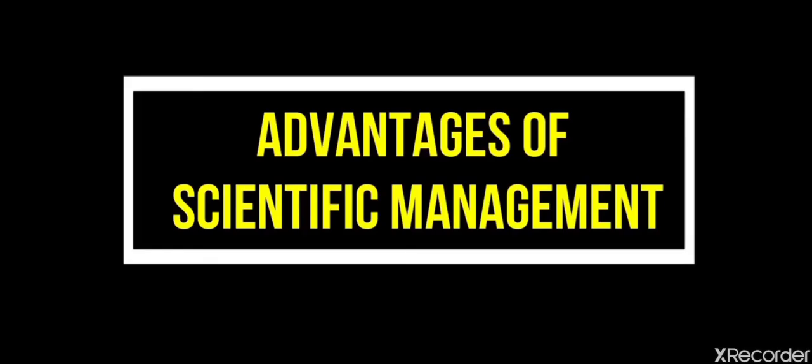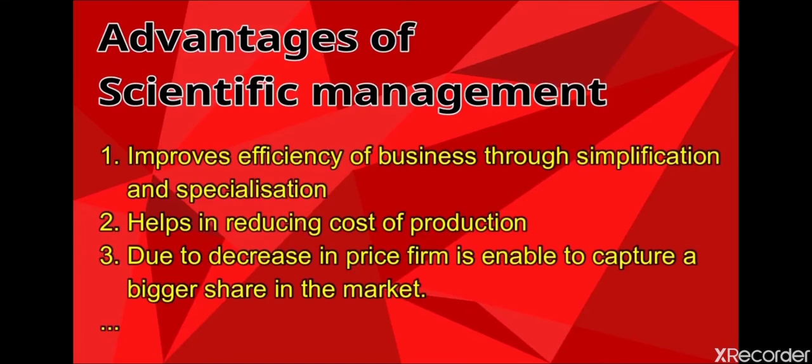Okay guys, after discussing all the techniques of scientific management, now let's move towards the advantages of scientific management. Scientific management helps the organization to achieve the given target. So, the first advantage of scientific management is it improves efficiency of business through simplification and specialization. Means the basic focus is on simplification of work and specialization of worker into a particular task.